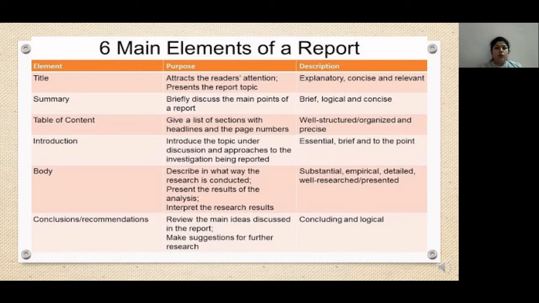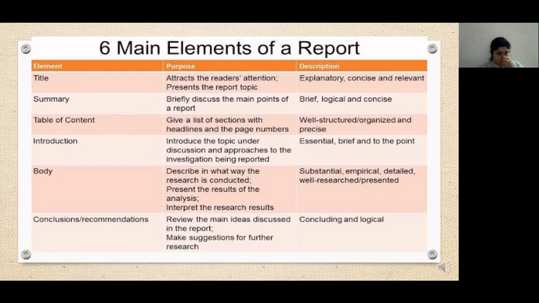It describes how the research is conducted, presents the results, and interprets the results. Okay, interpret the research results. So basically, how did we do the research, how did we present it, and on what parameters did we interpret it. It is substantial and well researched. This body actually tells how much work you have done. So it will be a detailed one and well presented. It's very important. And then we have conclusion.